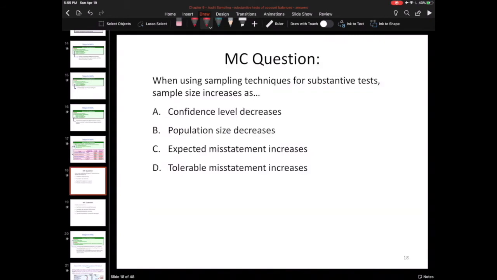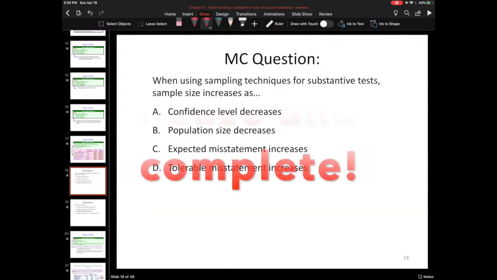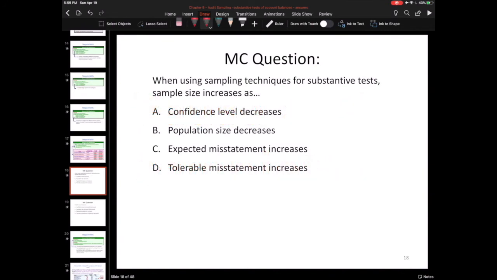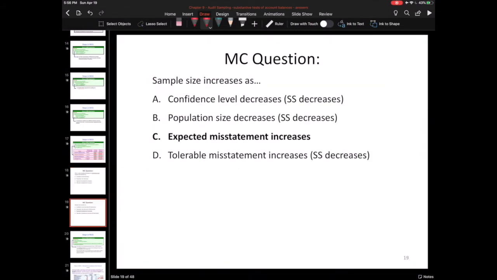Okay, another quick question. So take a pause. This is another one of these where you have to think through all the directional things. When using sampling techniques for substantive tests, sample size increases as ... and it's this one. I won't spend too much time explaining that one because I think you all get it.